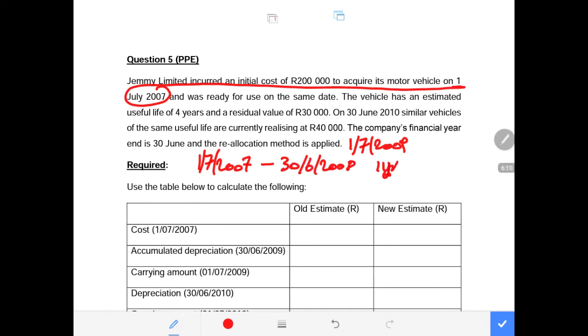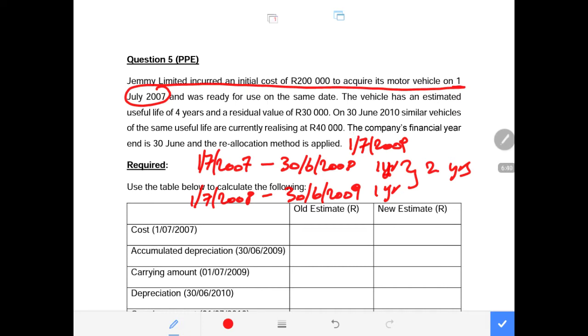Then after we say 1st of July 2008, which is just the opening balance of that closing balance, up until 30th of June 2009. This is another full 1 year. So now that means we are to calculate the depreciation for a period of 2 years from the date the asset was ready for use up to the date of the change in estimate.